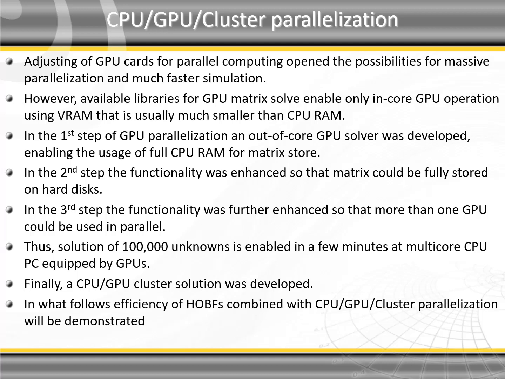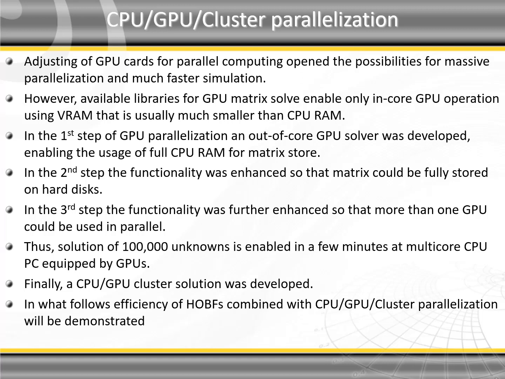However, available libraries for GPU matrix solve enable only in-core GPU operation using VRAM that is usually much smaller than CPU RAM. Hence, in the first step of GPU parallelization, an out-of-core GPU solver was developed, enabling the usage of full CPU RAM for matrix store. In the second step, the functionality was enhanced so that the matrix could be fully stored on hard disks.